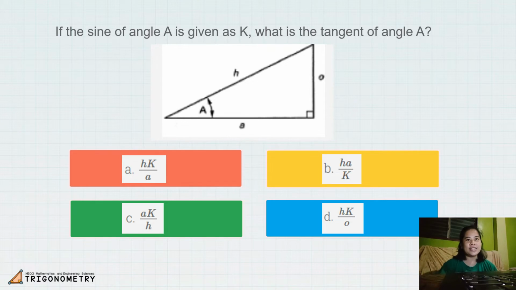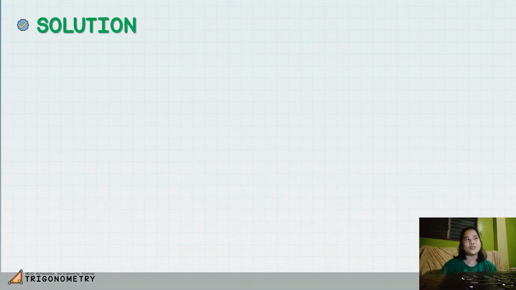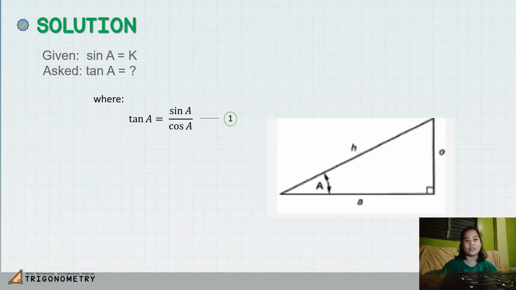So let's proceed. The answer would be A, HK over A. As to why it is A, here's why. As per given, sine of angle A is equal to K, and what is asked is tangent of angle A, right? From the relations among the trigonometric functions, tangent of A is equal to sine of angle A over cosine of angle A. This would be our equation number 1.